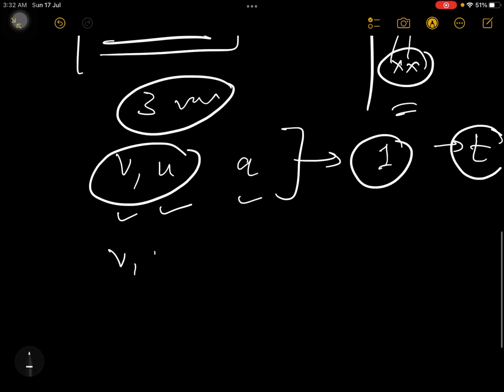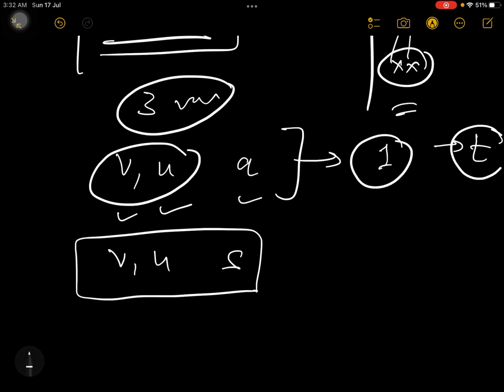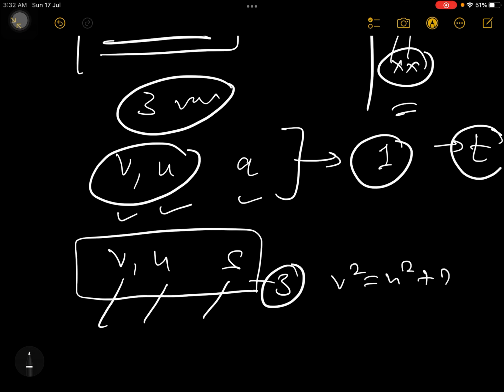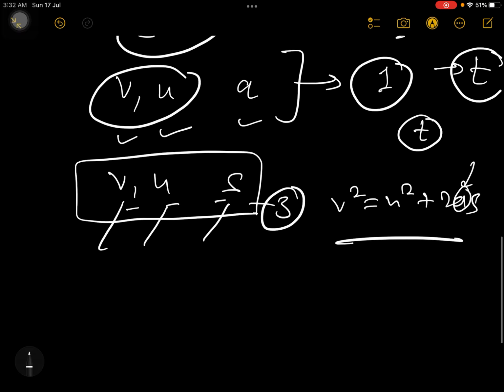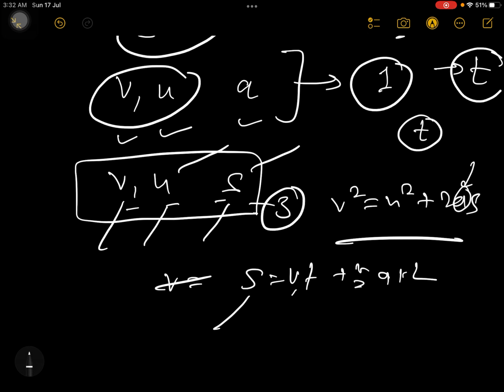But suppose V and U are given, and then suddenly they give S, then you will say, sir, this is also in the third equation, correct? In the third equation, V square is equal to U square plus 2AS. But of course these 3 are present in the third equation. But what if they are not asking acceleration? What if they are asking time? Okay, then in that case you will say, sir, you can apply S is equal to UT plus half AT square. In that case S is given, U is given, but you can see T and A both are not given.